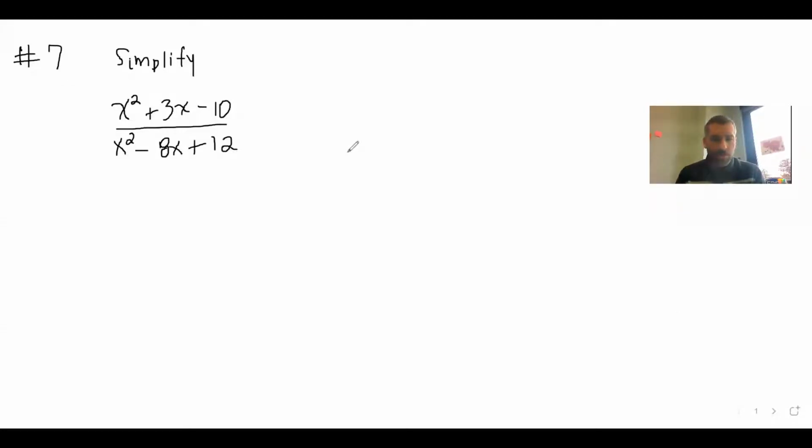All right, let's start with number 7. Here's the example problem. You can take a look at the process. We just have to simplify this. We've got a fraction with a lot of things. We know that we need to cancel some things to slim this down.